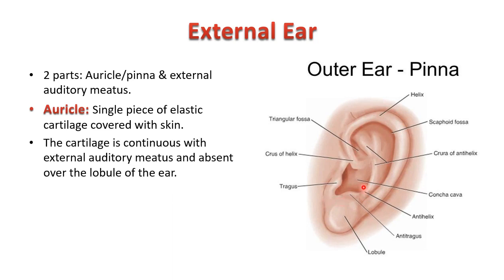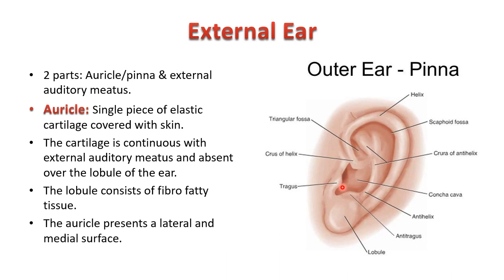Now, this cartilage is continuous with the external auditory meatus, because the external auditory meatus is also partly cartilaginous, and then it is partly bony. Okay, so it has got a lateral surface which you are able to see here, and then it has got a medial surface, some books consider it also as the cranial surface.